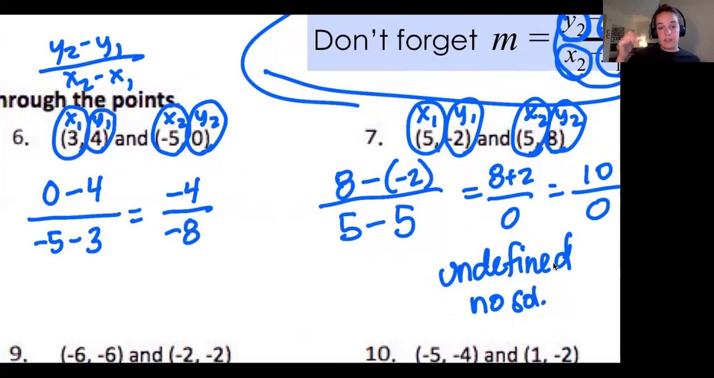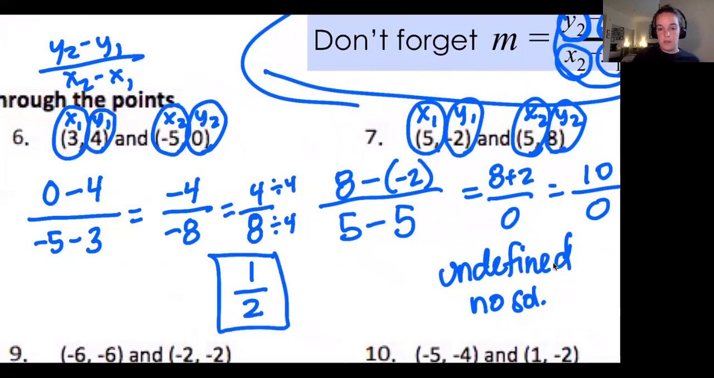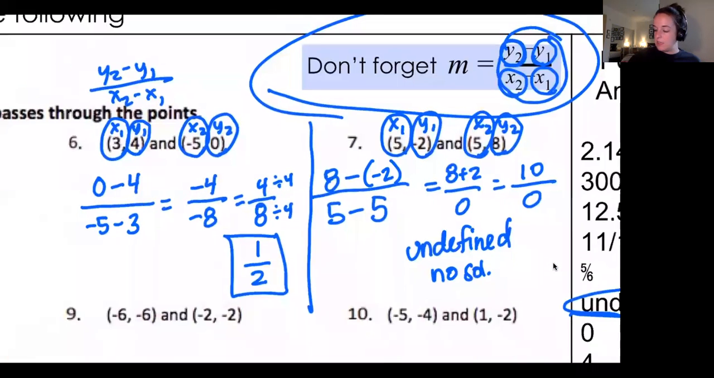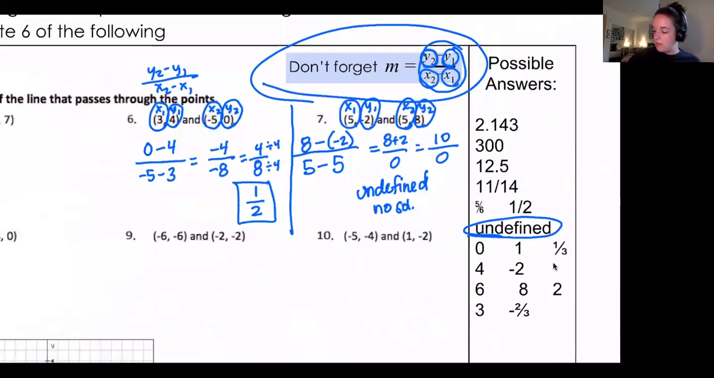I see that they're negative on top and bottom, so I know that that simplifies to a positive 4 over 8. And then 4 over 8 can be simplified. I can divide both of those by 4, and that would be 1 over 2, 1 half. 1 half would be my answer for number 6. I'm going to look and see if there's a 1 half. I see a 1 half right here. So this is how we would do number 5.